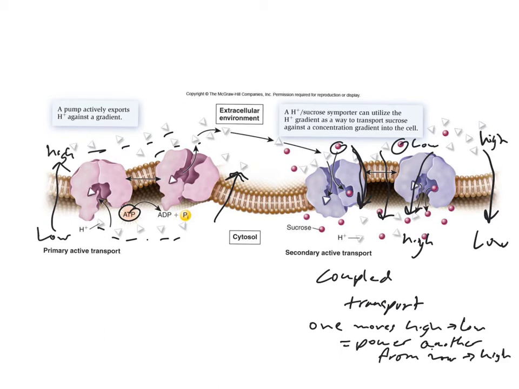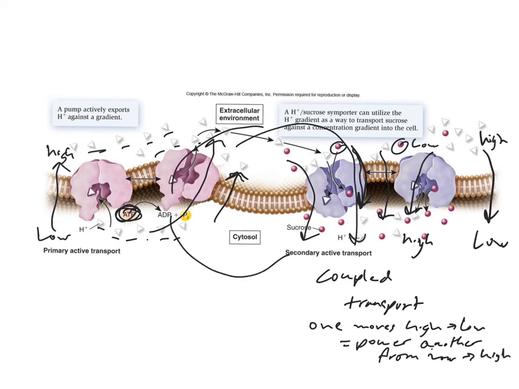But again, if this kept happening, eventually all of our hydrogen is going to become inside, and we're going to have an even hydrogen gradient. So we need to continue to use ATP to pump the hydrogen back out so that this can continue to happen. We continue to have a cycle across the way.